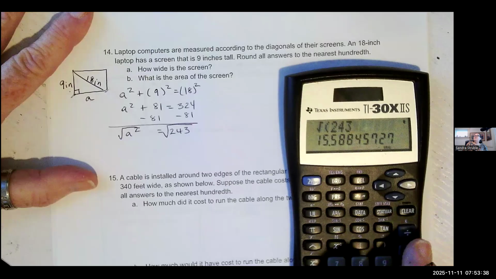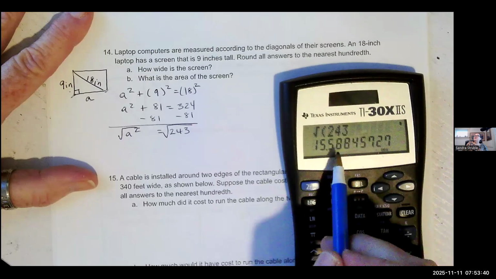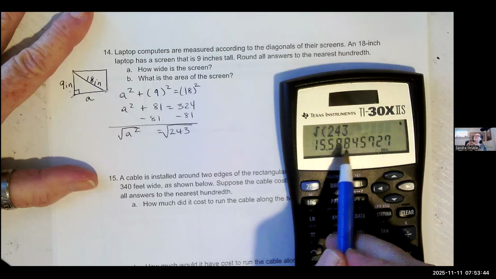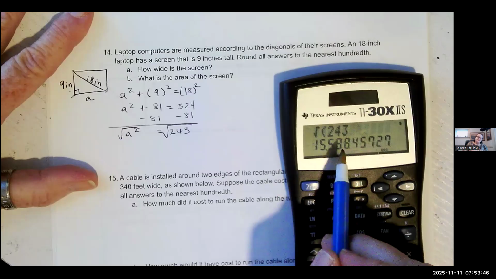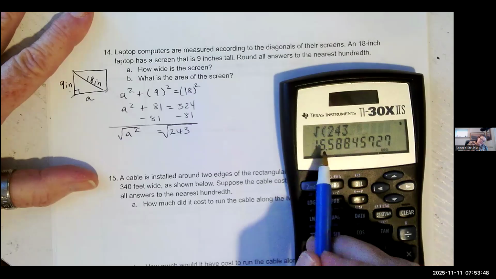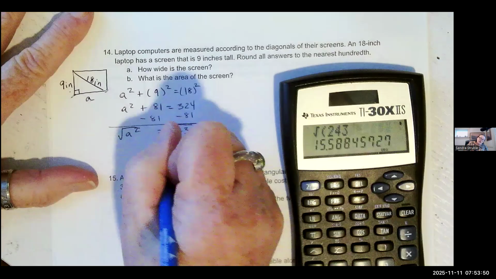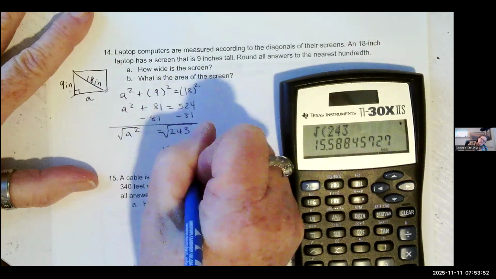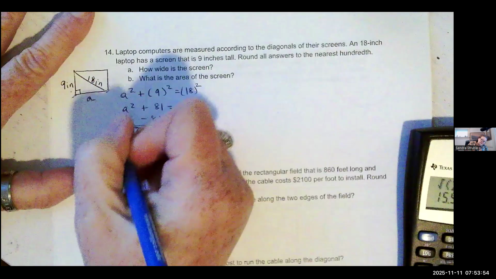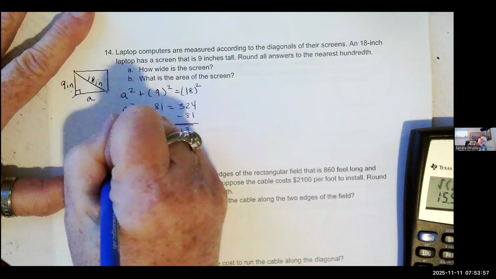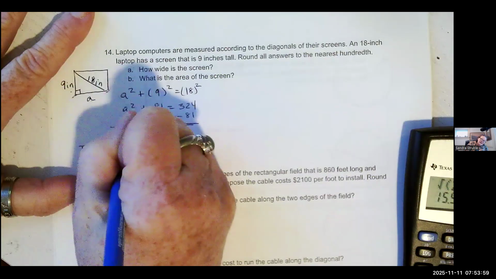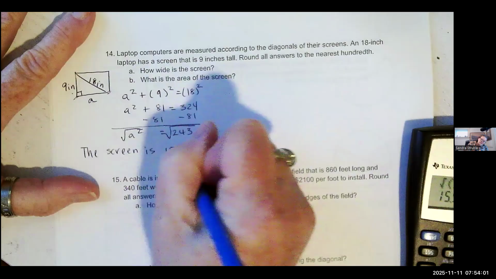So my test digit is 8. My rounding digit is 8. Because the test digit is 8, I add 1 to my rounding digit. So 15.59. This is a word problem, so I would say the screen is 15.59 inches wide.